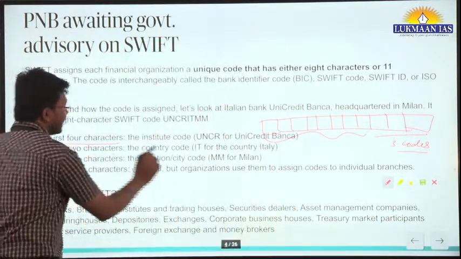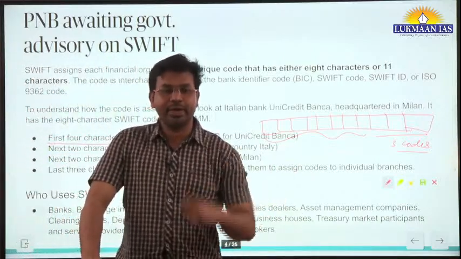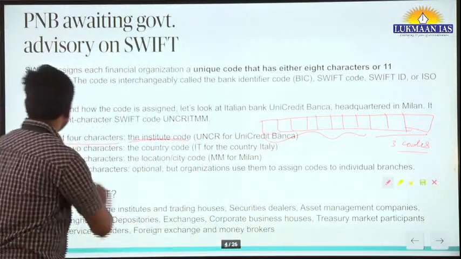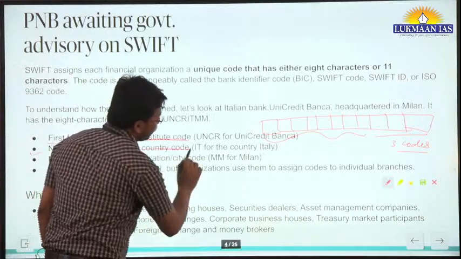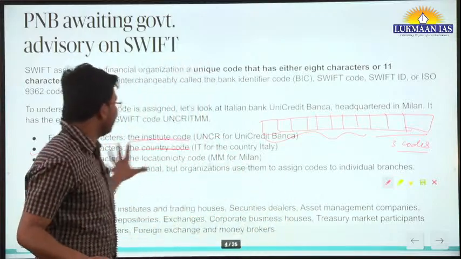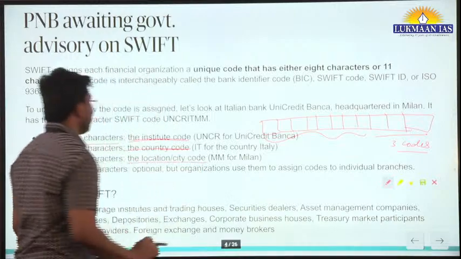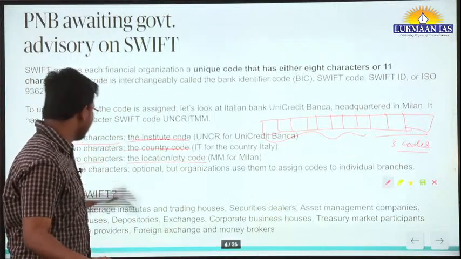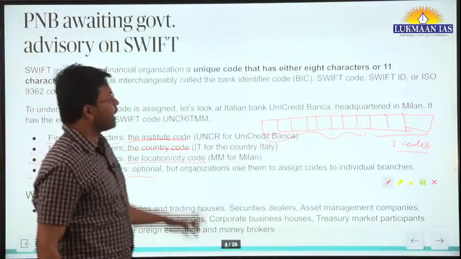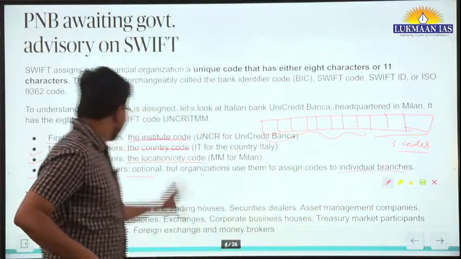The first 4 characters talk about the name of the institute. For example, State Bank of India is SBIN. Then the next 2 characters are the country code. Here they have given an example also. We don't need to go into detail, but I am sharing it for information. Then the next 2 characters are the location or city code. So we have institute code, country code, city code, and the last 3 characters are optional, but many organizations use them to assign different codes for individual branches of that particular bank, okay.